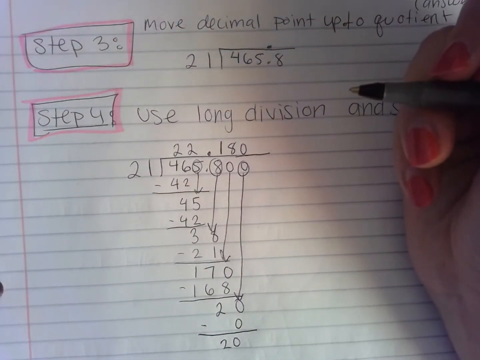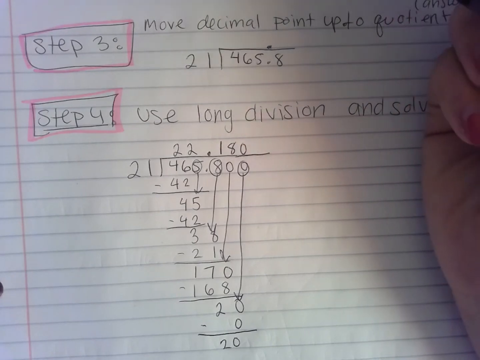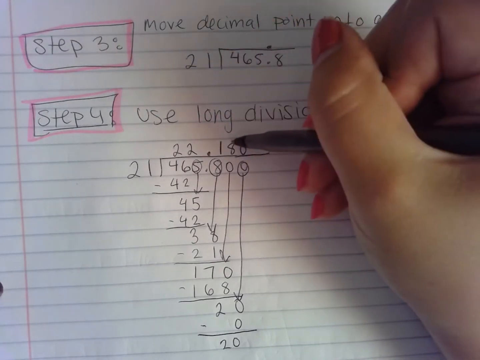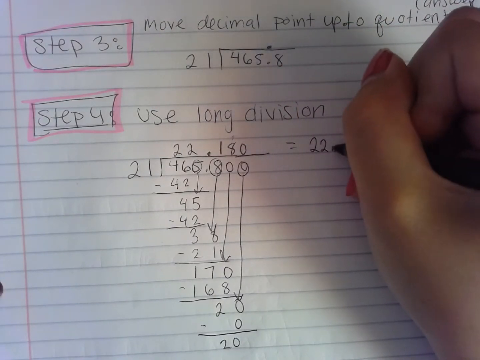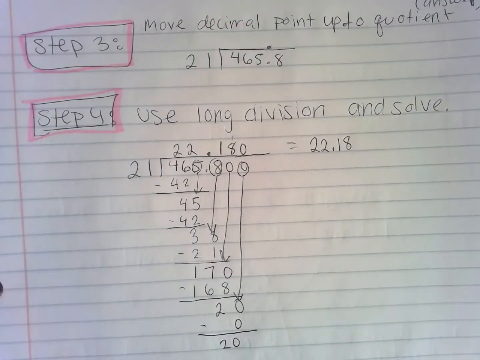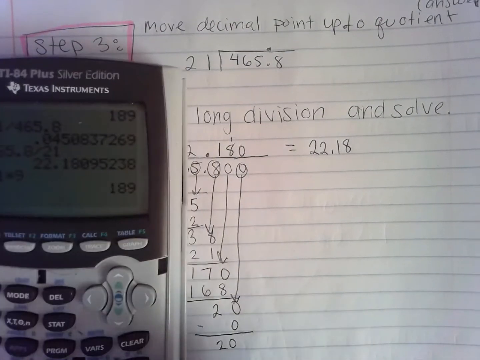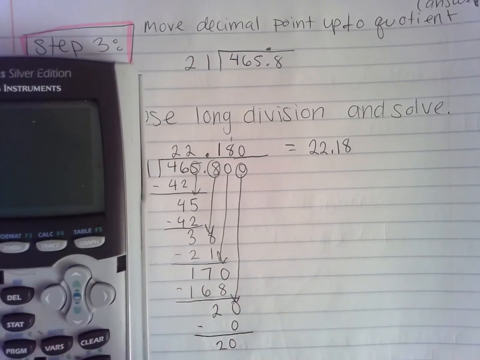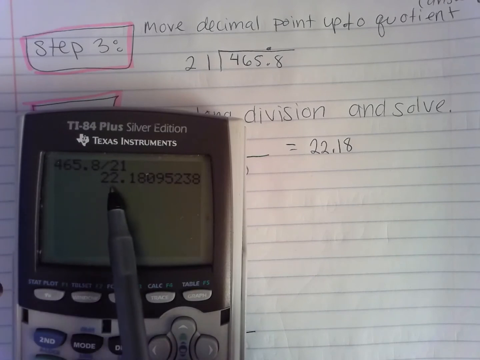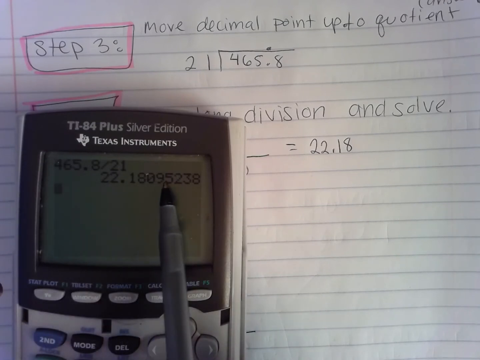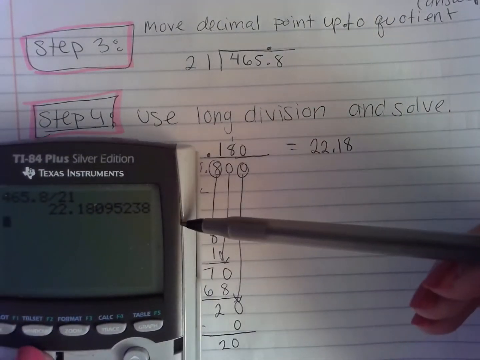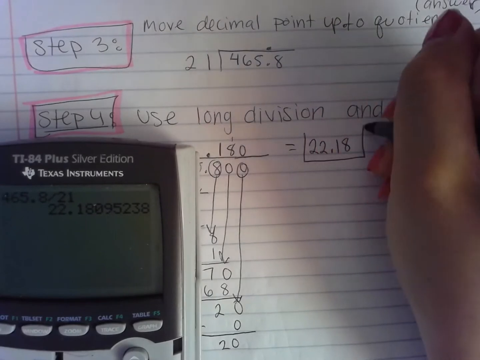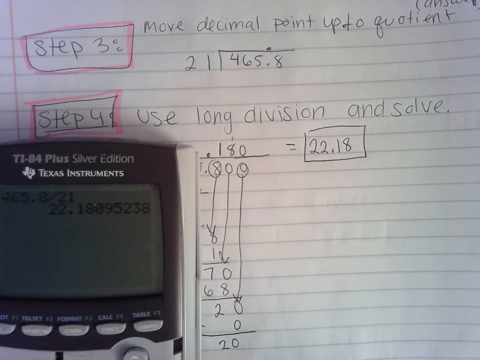But if you want your official answer, and we'll say we're rounding to the hundredths place, so that means this is my hundredths place. We'll just say that our answer is going to be 22.18. Now, if you guys don't believe me, you can always use your handy dandy calculator. So we got 465.8 divided by 21. Our answer is 22.18095. So if we continued on our long division, we would eventually get all these numbers. But for now, just to save space on our page, that would be our answer.